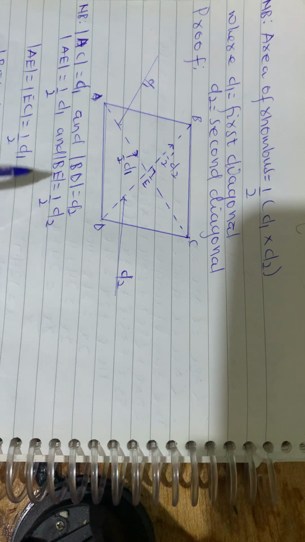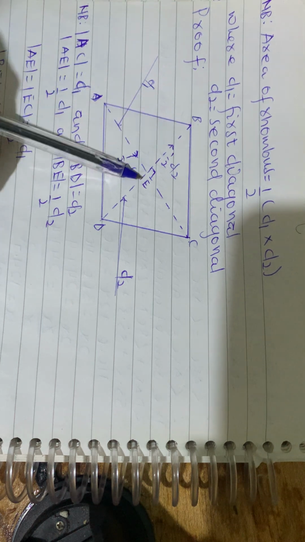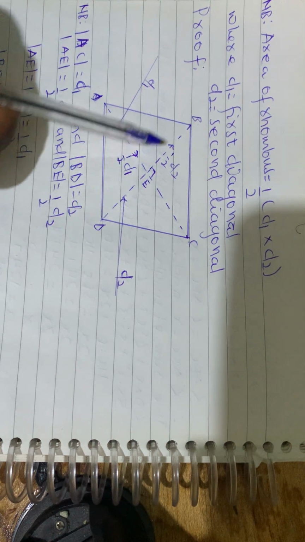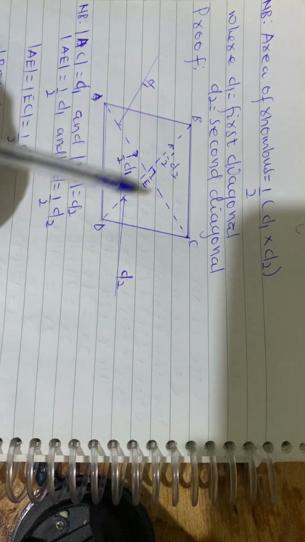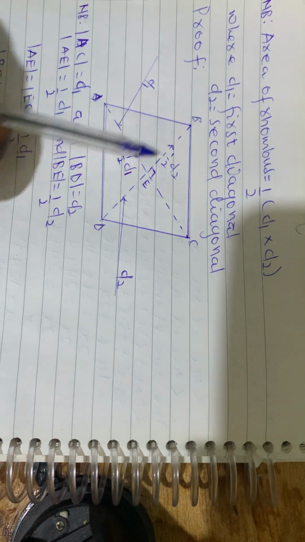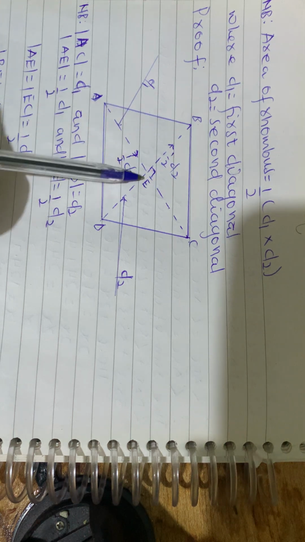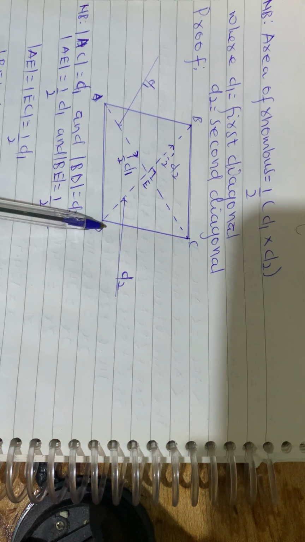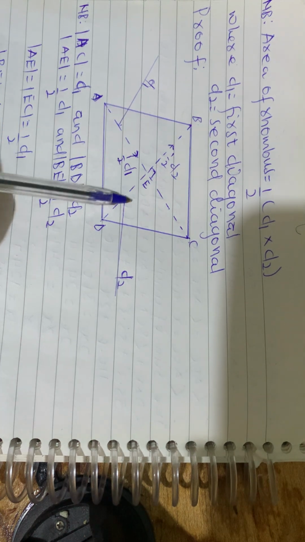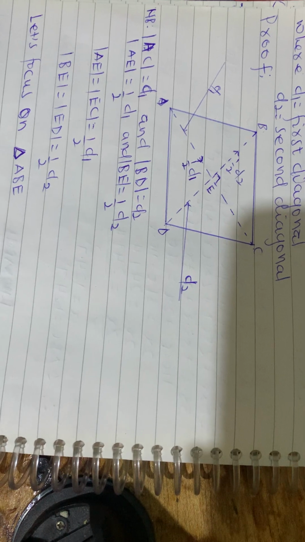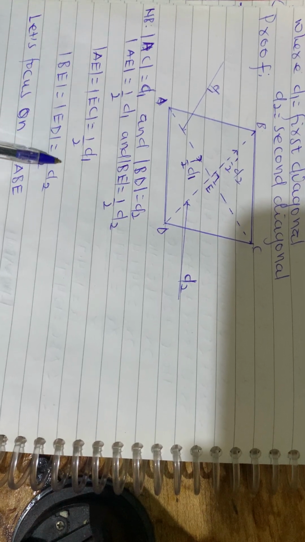Now look at something here. The length from here to here is half of the distance of the whole diagonal. It's half of what? BD. So BE is half of BD. That's why I wrote half D2, half of the diagonal 2. The same thing too, from here to here is half of what? BD. So ED is also half of D2. See that BE is equal to ED, and they are all half of D2.